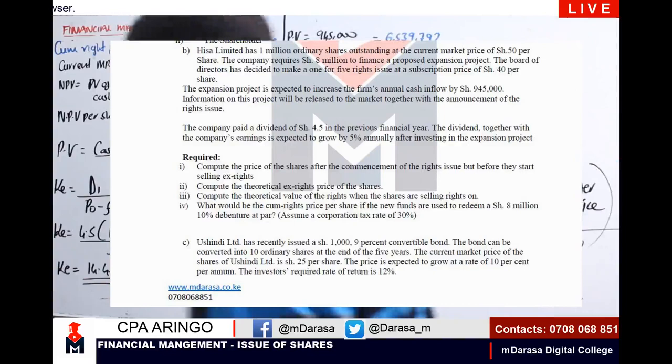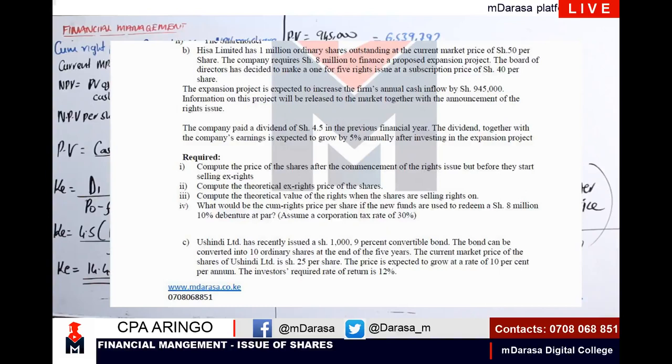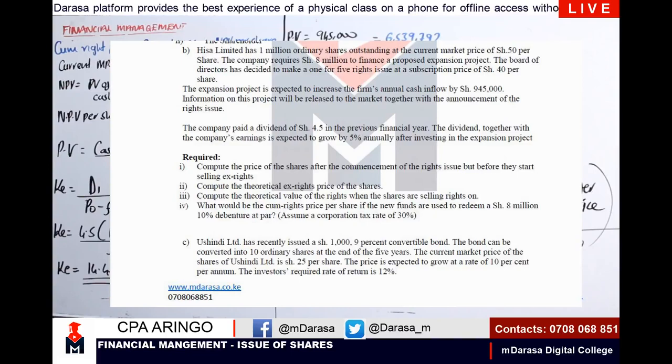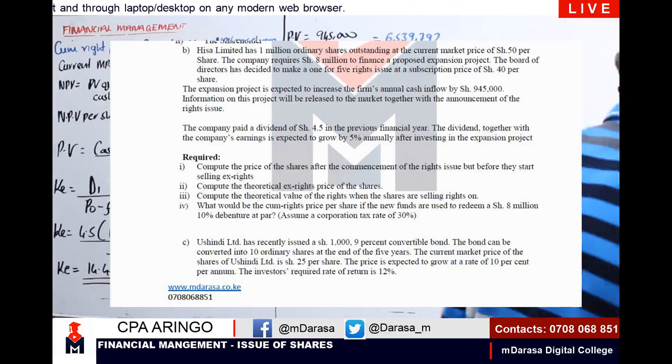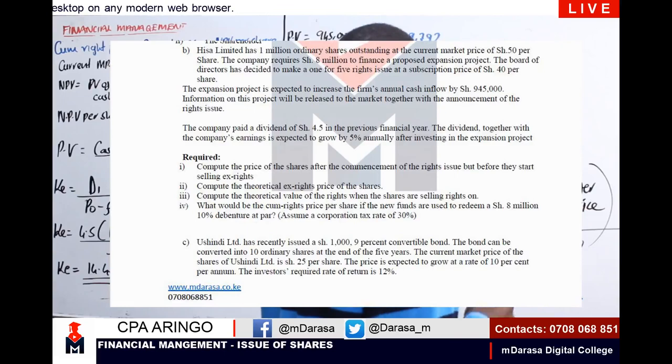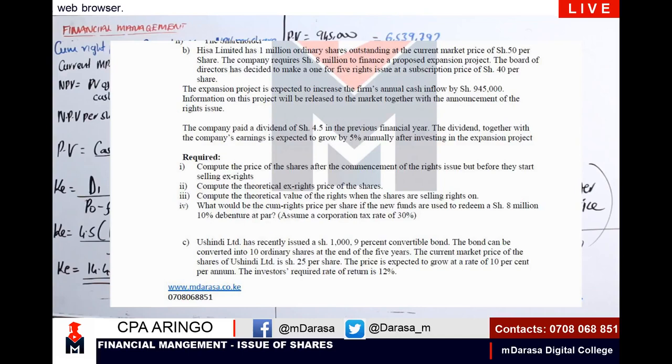Basically, recall we had looked at that, where we mentioned that any time I'm talking of the theoretical value of the rights, we should be talking of the market value of the shares minus what? The issue price. So market price of the shares less the issue price. I think that is easy because you already determined our theoretical ex-right price.